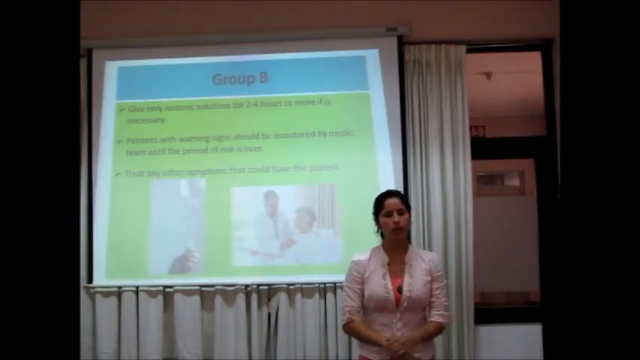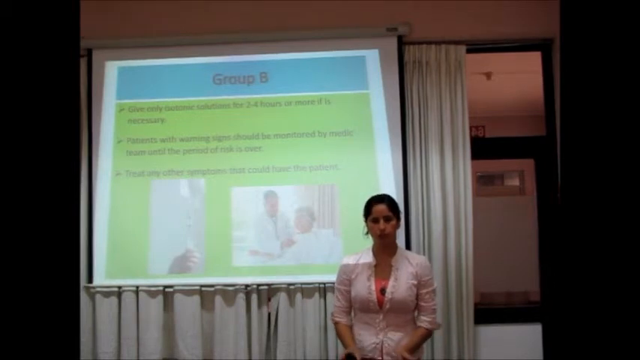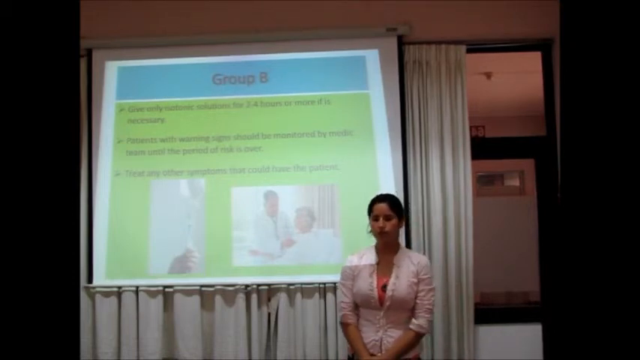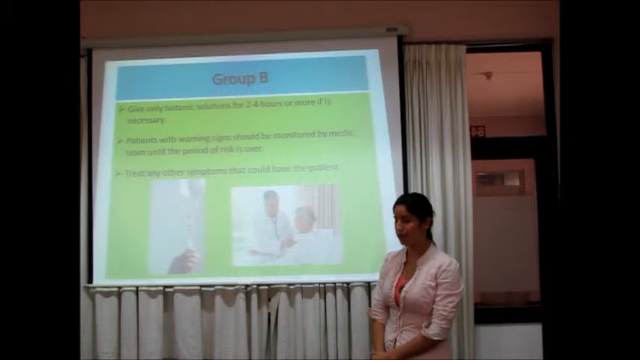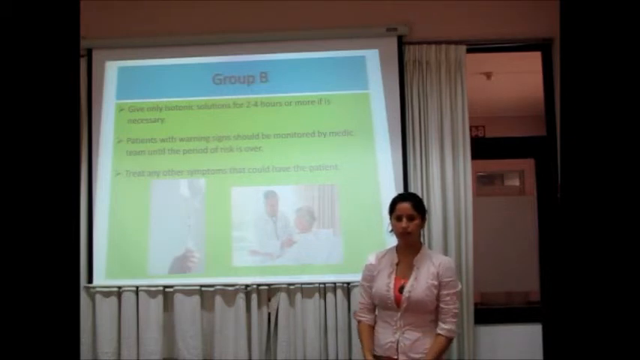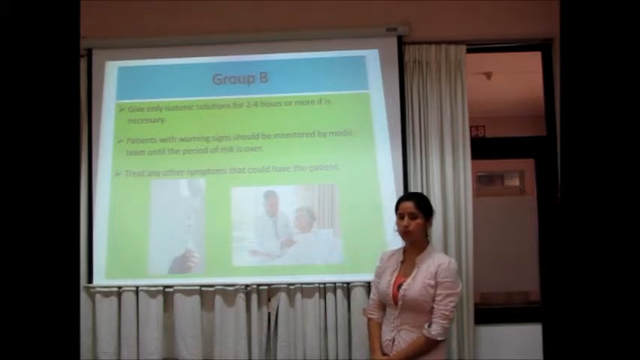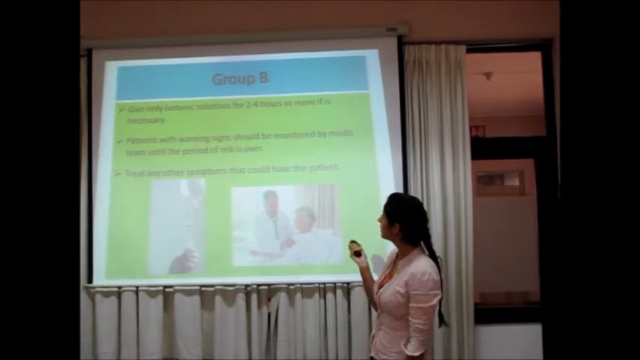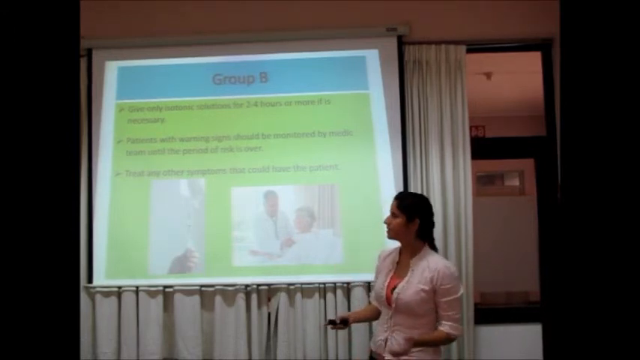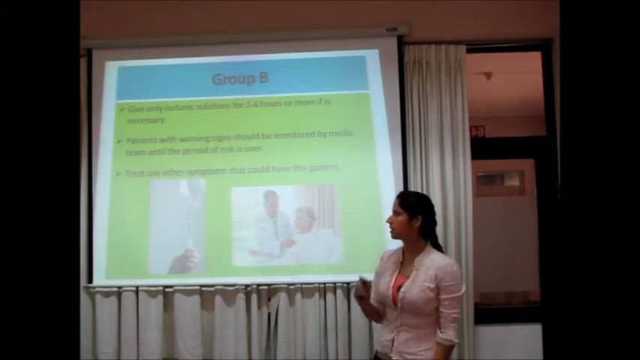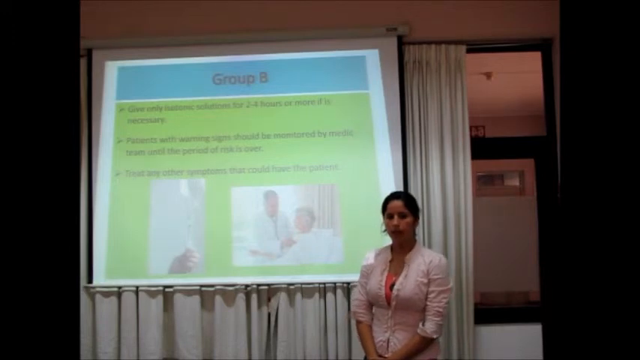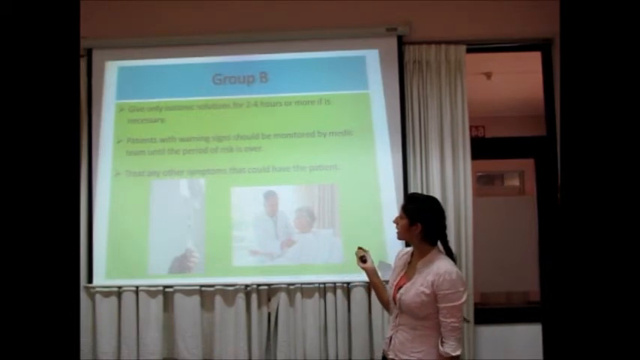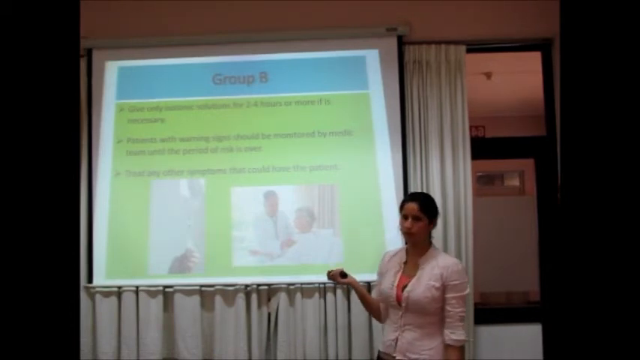Group B. These are patients who should be referred for in-hospital management. Patients may need to be admitted to a secondary health care center for close observation, particularly as they approach the critical phase. If the patient has dengue with warning signs, the action plan should be as follows. Give only isotonic solution for 2 to 4 hours or more if necessary. Patients with warning signs should be monitored by the medical team until the risk period is over. At the same time, fluid balance should be maintained. Treat any other symptom that the patient could present, like fever, with paracetamol.